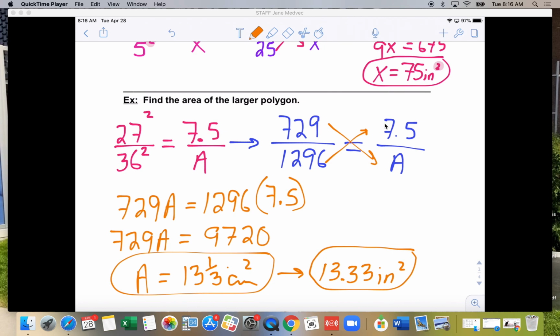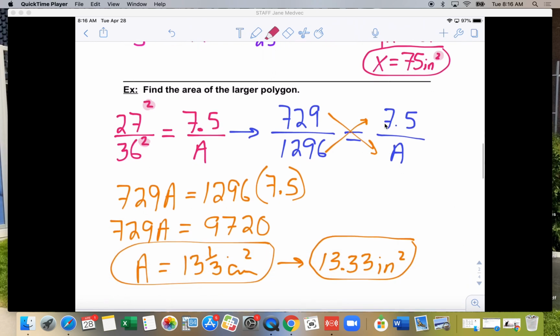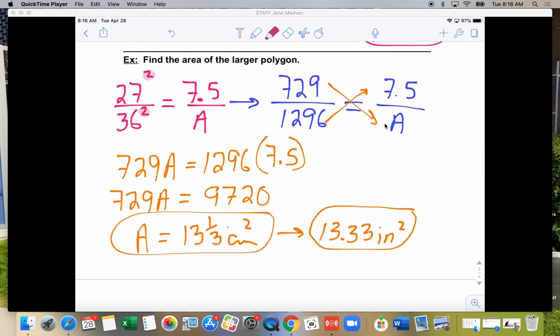So again, just like up above, if I'm comparing side length or perimeter to area, you're going to square that measure. Notice that I did my cross products. Notice how I showed my work using algebra, and then I found my answer. Again, there are multiple ways of finding these answers. However, this is another method that you could use when you're taking an ACT to check your answers. So it is a valuable method.